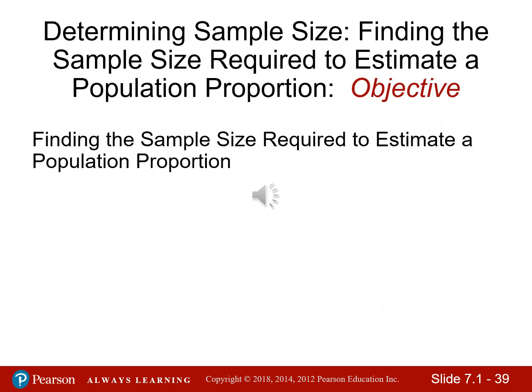A confidence interval can be used to informally address some claims made about a population proportion. However, if we plan to collect sample data in order to estimate some population proportion, how do we know how large our sample size must be? Our objective now will be to determine the sample size required to estimate a population proportion.